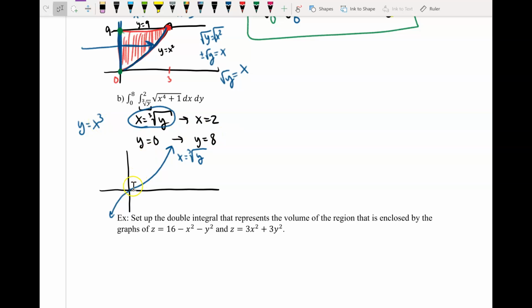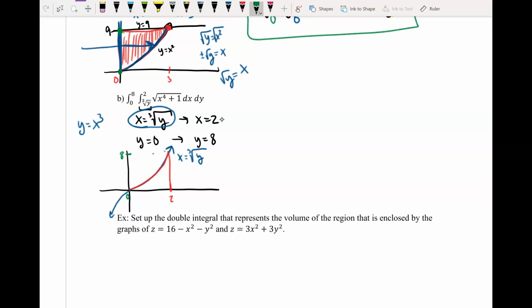All right, and then you know that it's going from there all the way to x equals 2. So remember, this is where it starts and it ends at x equals 2. So it looks something like this. So this is the region right here. And you can see that the y values go from 0 all the way up to 8.